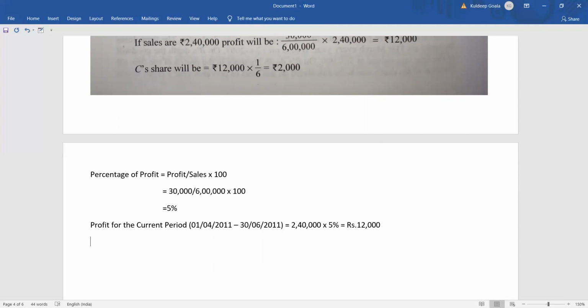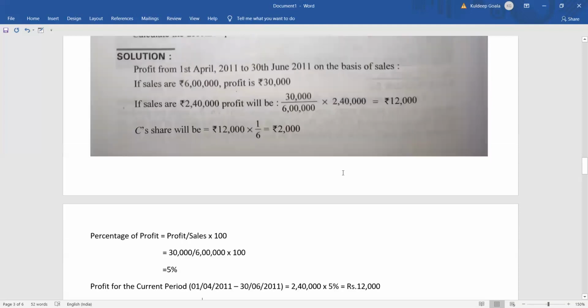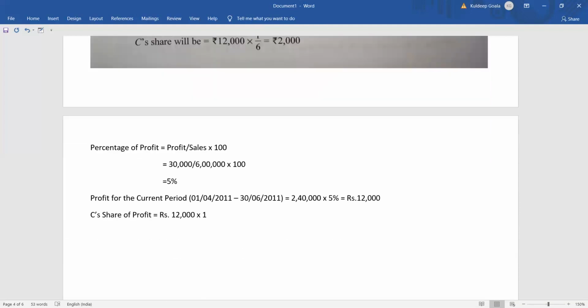So what will be C's share now? C's share of profit will be rupees 12,000 into what is C's share? You can see that C was having a share of 1/6, isn't it? So it will be 1/6. So how much is it coming? Rupees 2,000, isn't it? This 2,000 is C's share of profit.